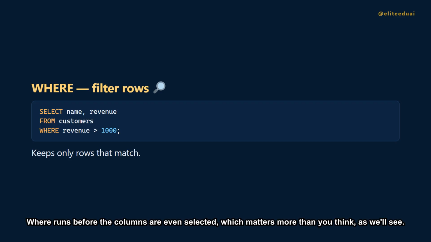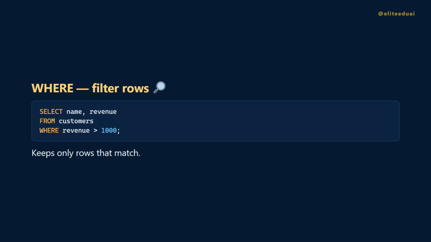WHERE filters rows. Here we keep only customers whose revenue is greater than 1,000. WHERE runs before the columns are even selected, which matters more than you'd think, as we'll see.